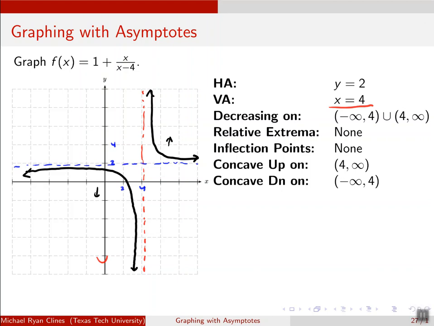Remember, not looking for any Picasso work here. All I'm looking for is when you graph these things, do you understand what all of this information means? Can you take all of this information and translate it into a graph? All right? So, there's nothing fancy with the graphing with asymptotes. It's the exact same process as before. We just tack on the horizontal and vertical asymptotes to it.